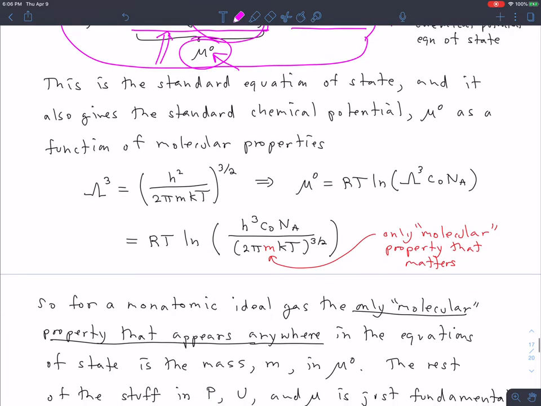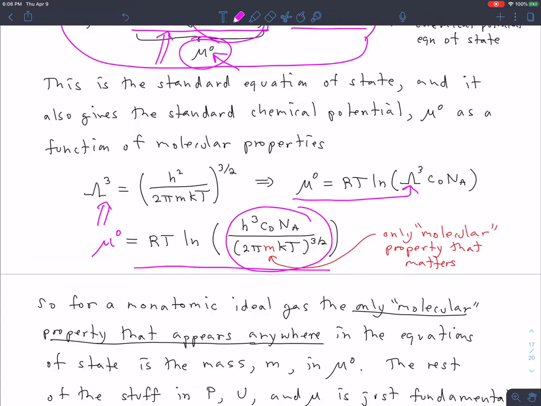And so let's look at it. Here's our de Broglie wavelength cubed, or our de Broglie volume. That's what goes in here to our standard state expression. And when we do a little bit more algebra, we get this for the standard state chemical potential. And it's a bunch of constants, and I won't plug into those constants right now.